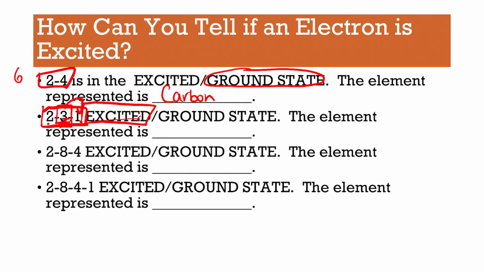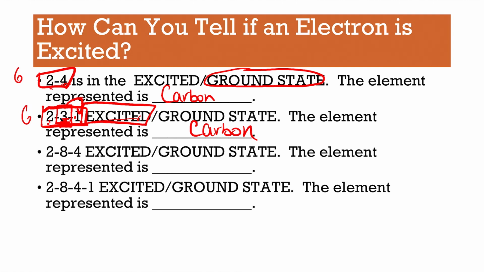But if that didn't work for you, you could have said, okay, 2 plus 3 is 5, plus 1 is 6 electrons. We know carbon has 6 electrons, and 2-4, which is on the periodic table, does not match 2-3-1. So you know it has to be excited. And again, we know it's carbon.